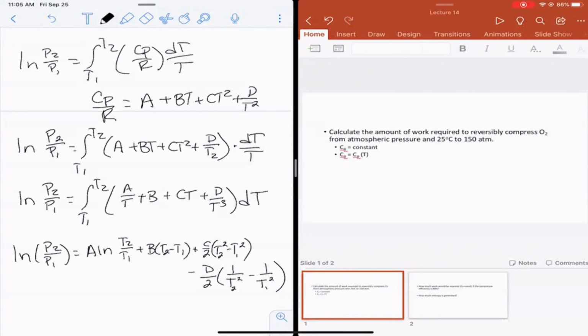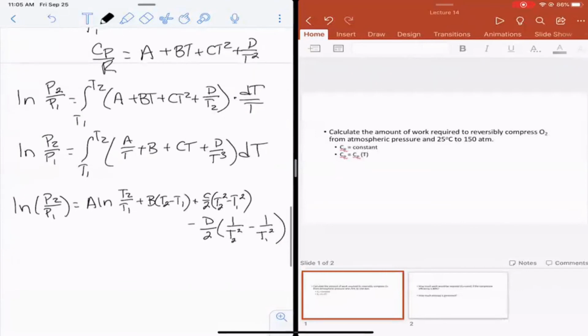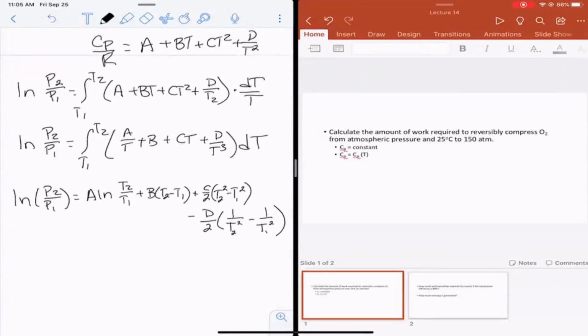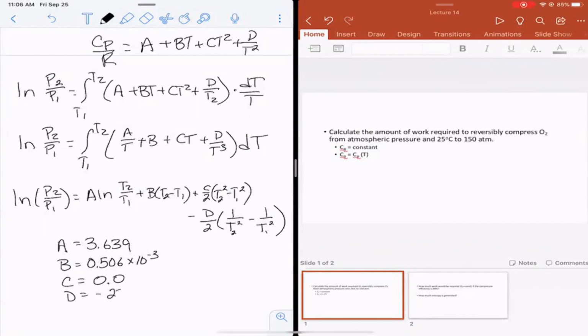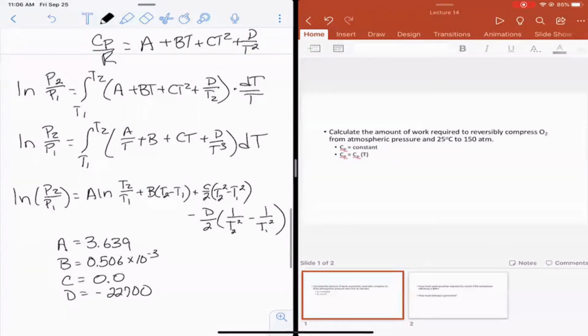All right, so what do we do from here? Get values for A, B, C, and D from the table. Yep, so if you go in the appendix in the back of your book, then A is 3.639, B is equal to 0.506 times 10 to the minus 3, C is equal to 0, and D is equal to minus 22,700. Okay.